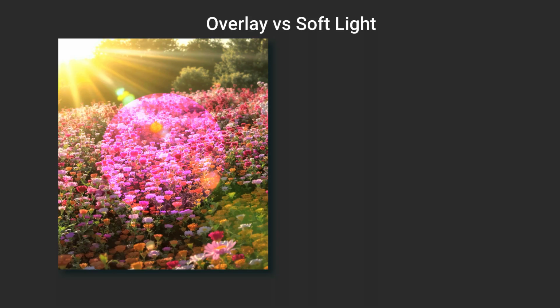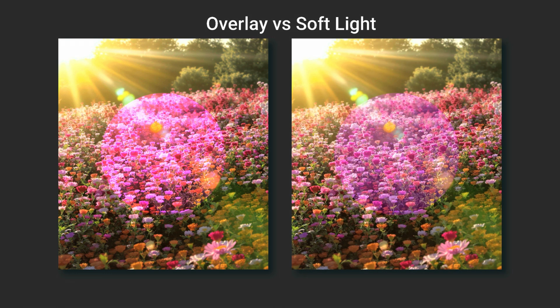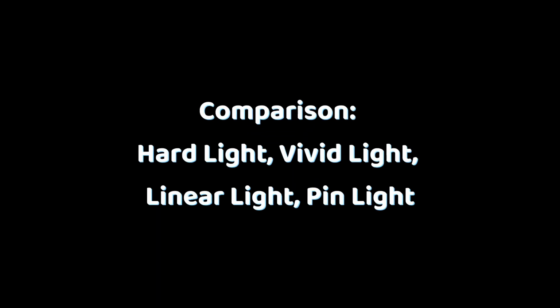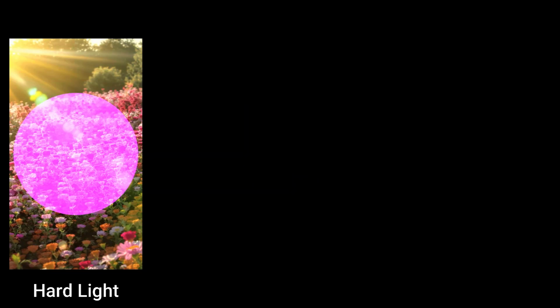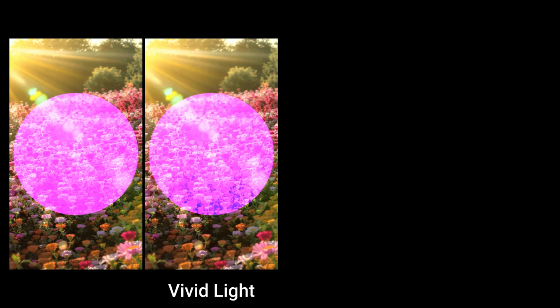Overlay is punchy, boosting contrast sharply. Soft light is gentler, giving smoother transitions. Use overlay for dramatic contrast and soft light for subtle enhancements. Hard light is a strong version of overlay, where the blend layer controls the effect. Vivid light uses dodge and burn, creating very intense, saturated results.